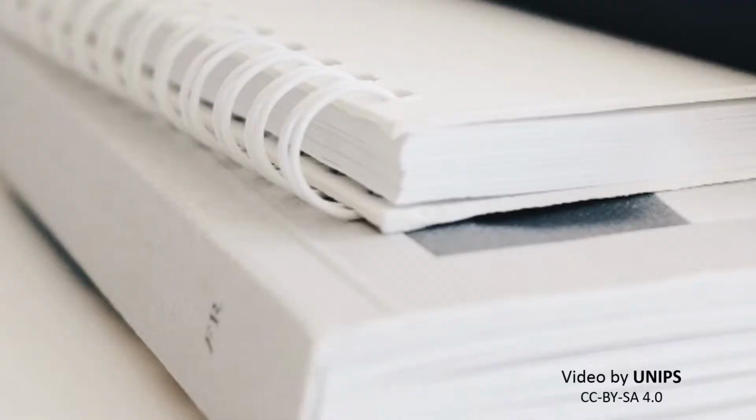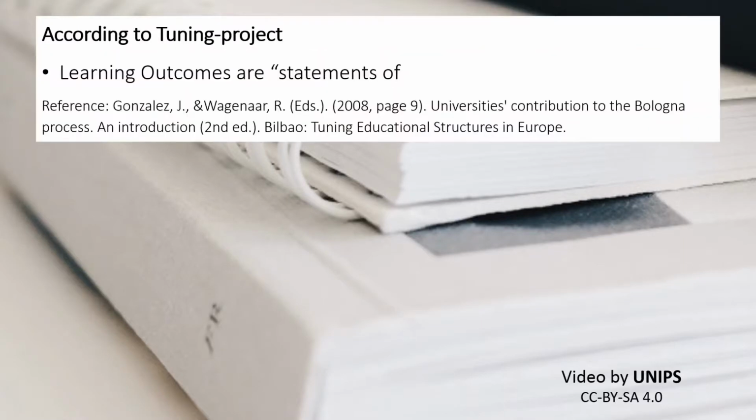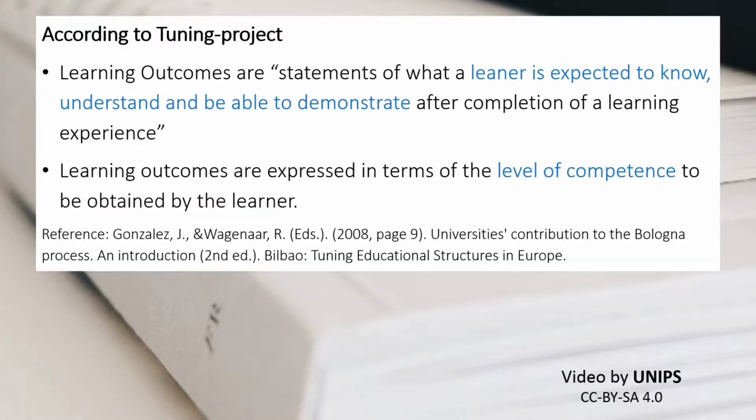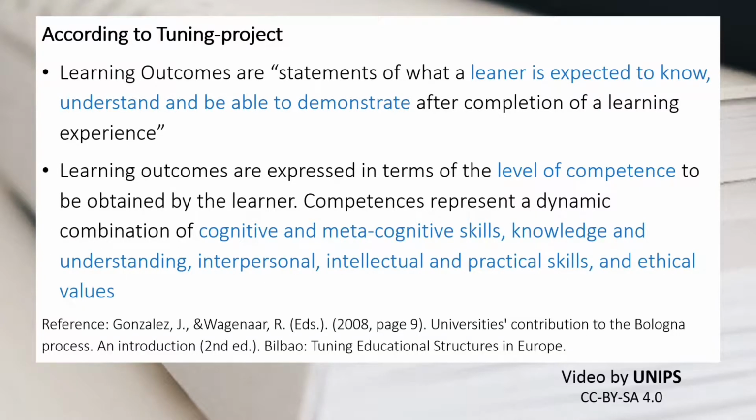The concept of learning outcomes has been used much in higher education during the last 10 to 15 years. According to the Tuning Project, a project driven by the European universities, learning outcomes are defined as statements of what a learner is expected to know, understand, and be able to demonstrate after completion of a learning experience. Learning outcomes are expressed in terms of the level of competence to be obtained by the learner. Competencies represent a dynamic combination of cognitive and metacognitive skills, knowledge and understanding, interpersonal, intellectual and practical skills, and ethical values.